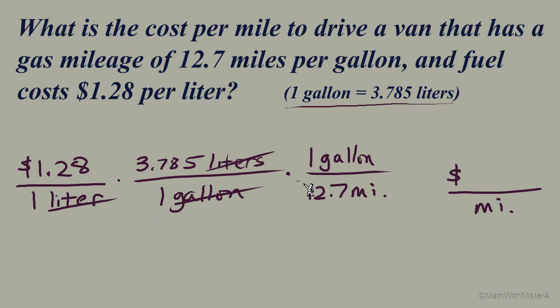We see the units of gallons are dividing out, and we're left with dollars in the numerator and miles in the denominator. That's exactly what we want for our answer. So we're ready to calculate. We see a result of about 0.38, 38 cents per mile.